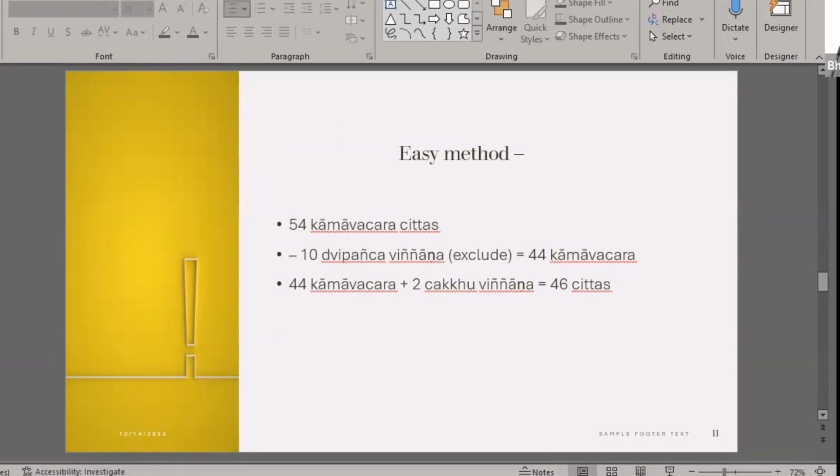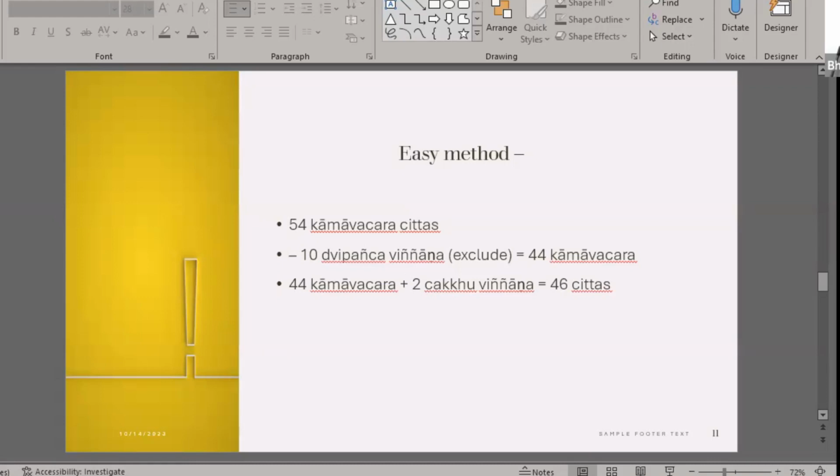In five-door consciousness, we don't want to think about other chittas. Just pay attention to only kamavachara chittas. What should be done? Take the 54 kamavachara chittas, then exclude the pancha viññāna. After that, if it's eye-door, add 2 chakkhu viññāna. Then how many? We get 46 chittas.